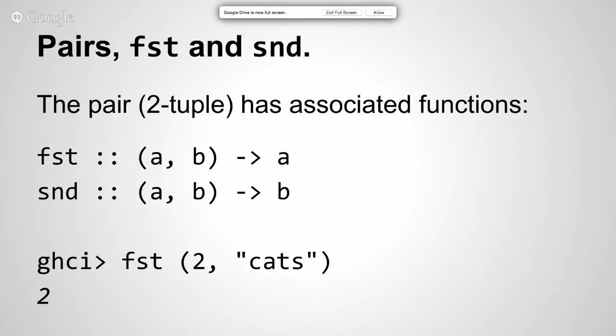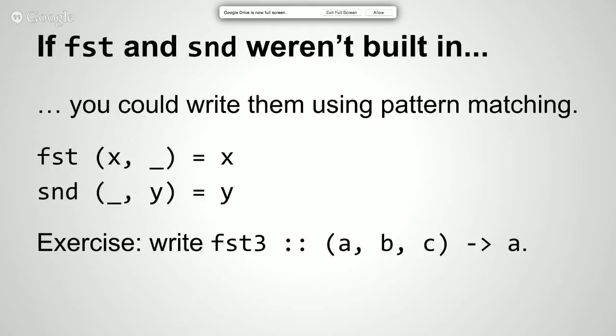So the pair has these associated functions, fst and snd. And as you can see, fst on the tuple 2, cats returns 2. And then the point that I want to make is that using pattern matching, you could write these functions fst and snd like so. So as an exercise, would everyone like to write fst3, which takes the first thing in a triple? If this is insultingly trivial and you get it, then that's fine. But if you want me to check, I can look.